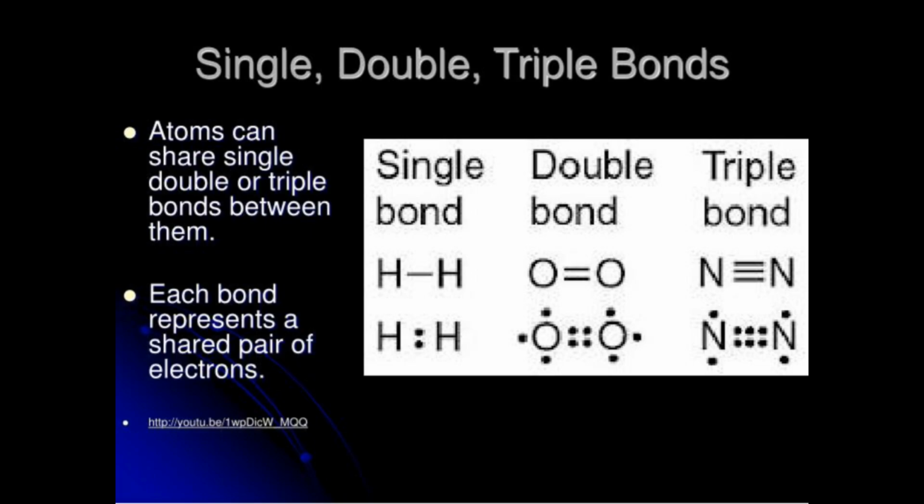That means that, for instance, in hydrogen, the first hydrogen atom is donating one electron and the second hydrogen atom is donating another electron. If they combine together, they form a hydrogen molecule, the H-H bond, an H-H single bond.